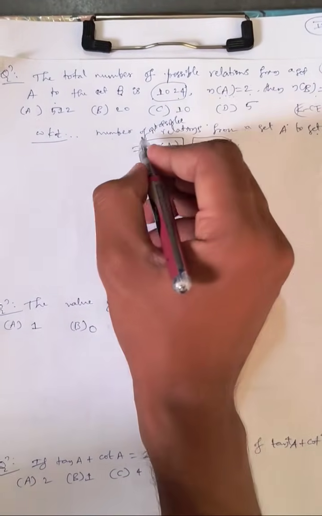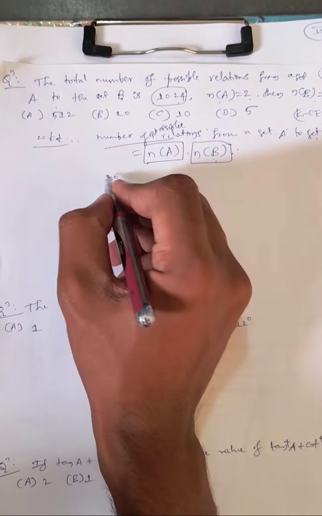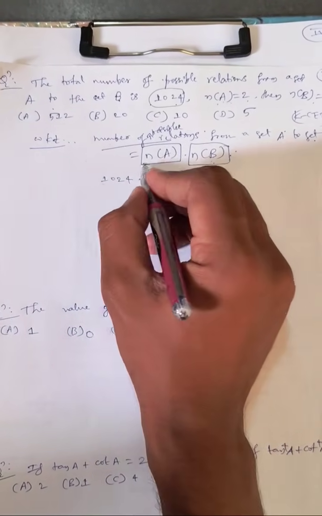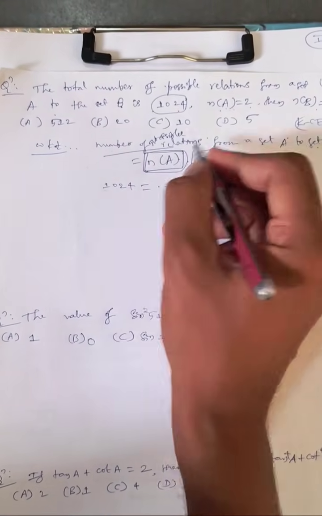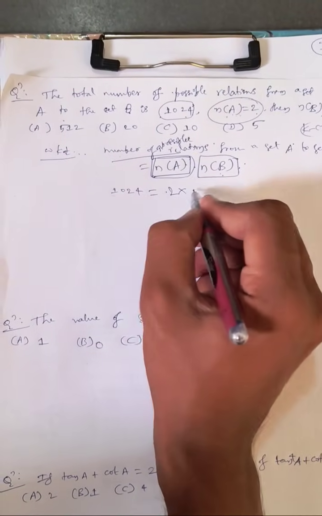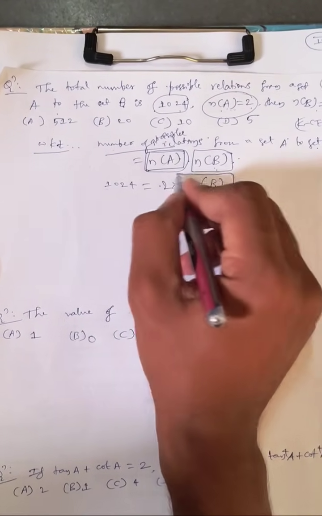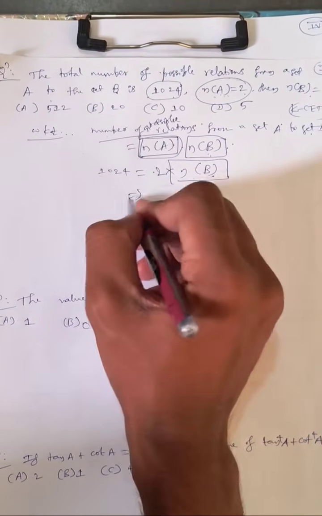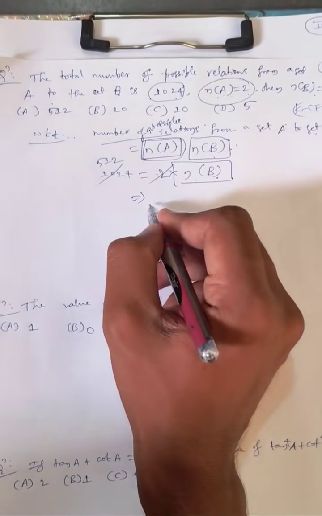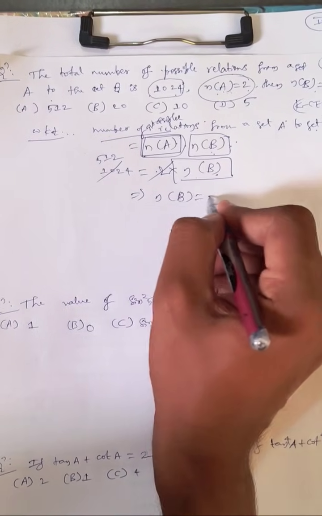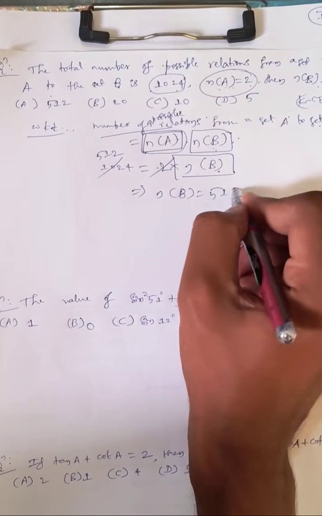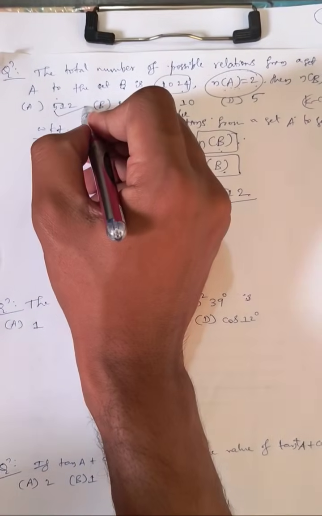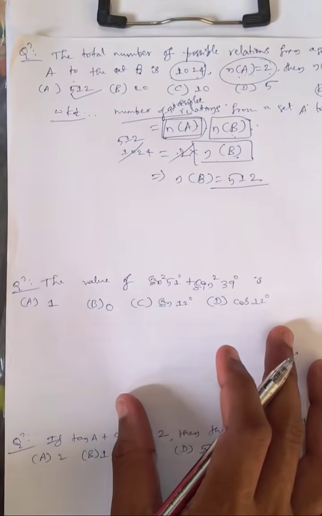Here it is given that the number of possible relations is 1024. So that is equal to, what is the cardinality of A here? The cardinality of A is 2. So 2 into n of B, where we have to find the cardinality of B, that is the number of elements in the set B. So that becomes 512. Therefore n of B is 512. This is the correct option. Is it clear? Now come to the next question.